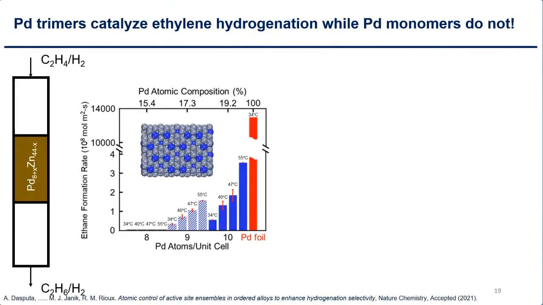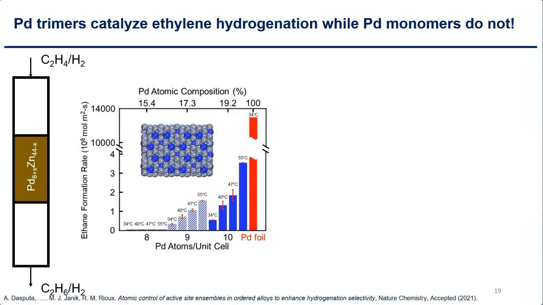So we want to move to a reaction that's a bit more demanding, and this is ethylene hydrogenation. What we've done is examine the hydrogenation of ethylene over 3 catalysts, the palladium-8, palladium-9, and palladium-10 intermetallics, and then compared that with a palladium foil. What you can see from the graph here is that on palladium-8, the catalyst is completely inactive for the hydrogenation of ethylene.